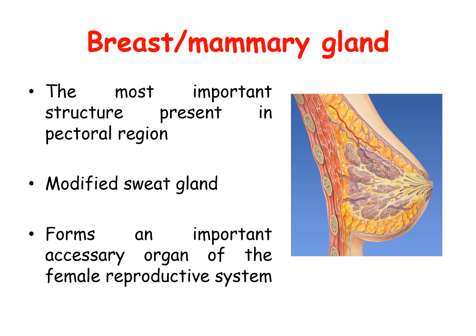Breast, as we know, is the most important structure which is present in the pectoral region. Now, breast is found in both the sexes, but it is rudimentary in males. In females, it provides nutrition to the newborn in the form of milk.